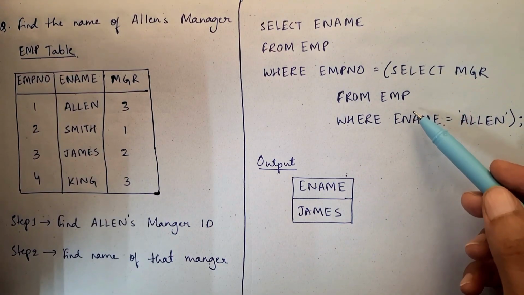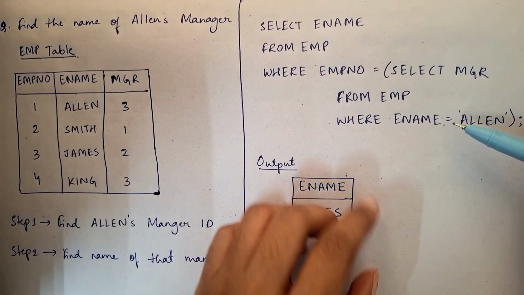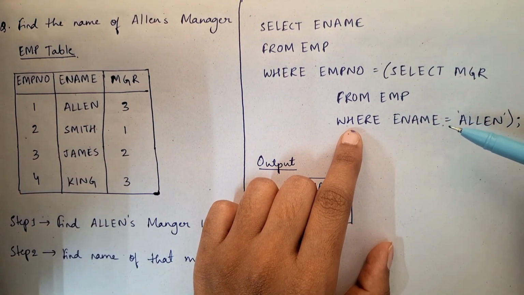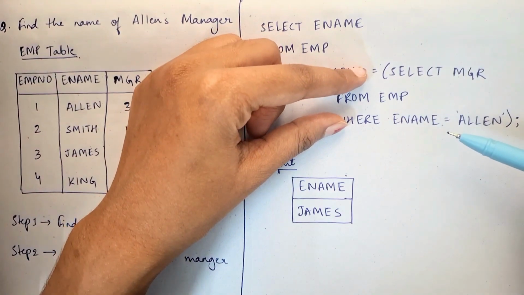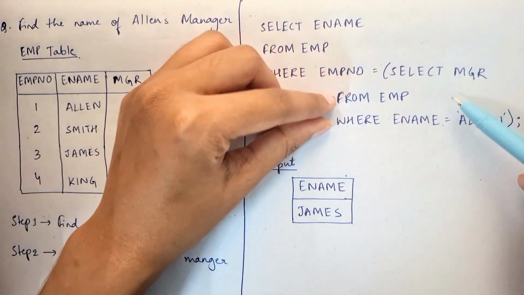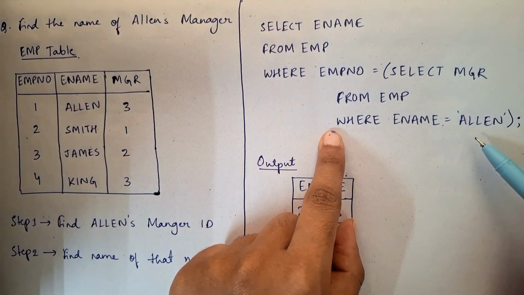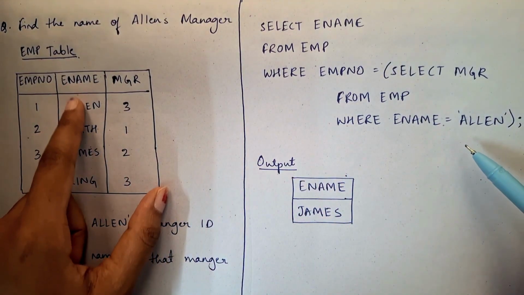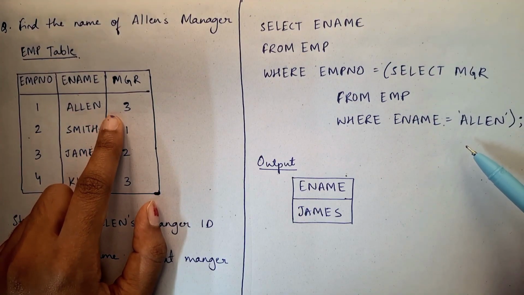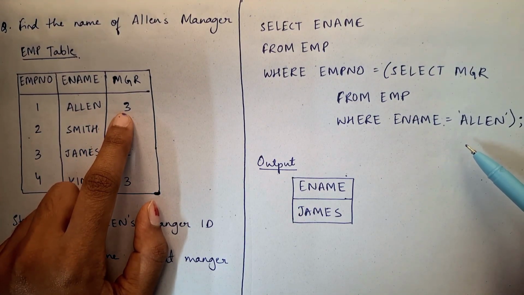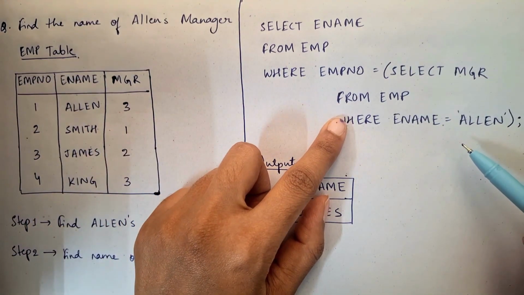Here is the query, guys. Don't try to read the whole query at once. Always start from the inner query. So first the inner query executes. Here, select MGR from EMP where ename is equal to Alan. This will check the table and return the MGR value of Alan. So from our table, Alan has MGR 3. So the inner query returns the value 3.